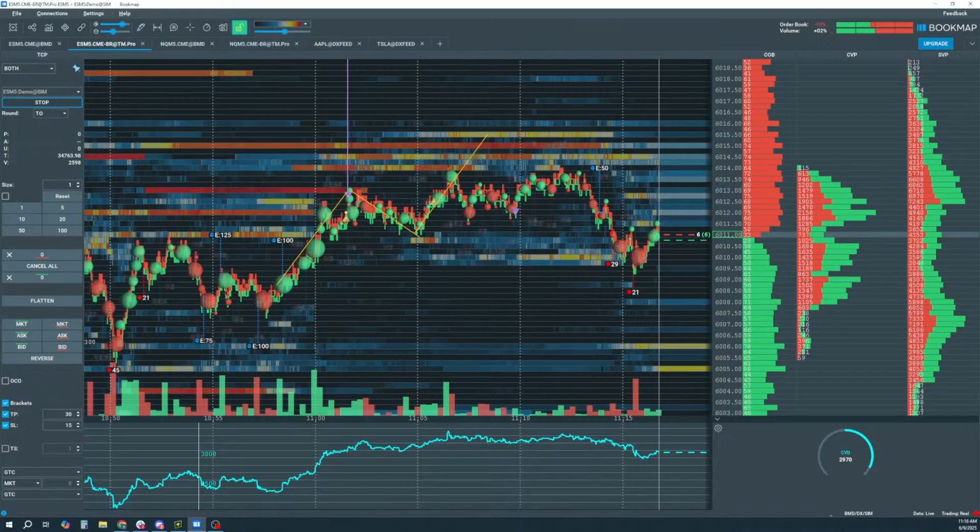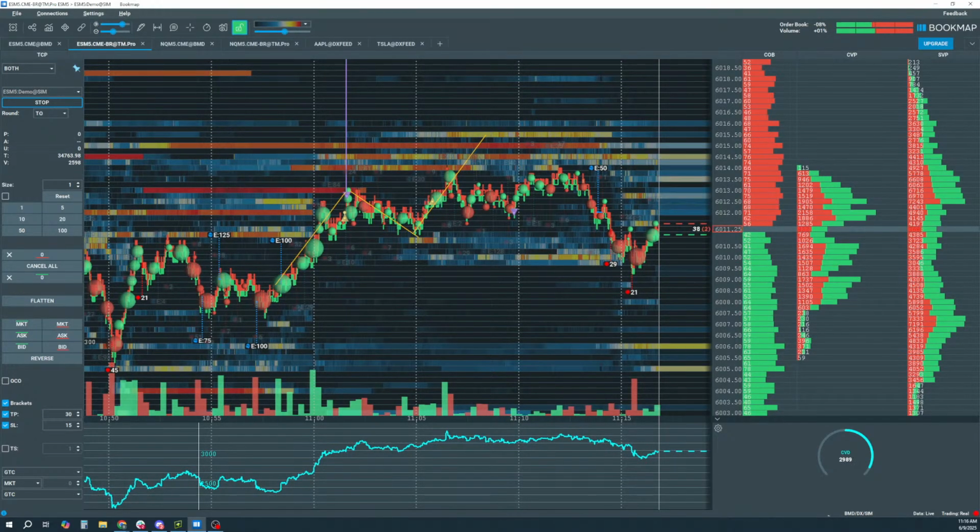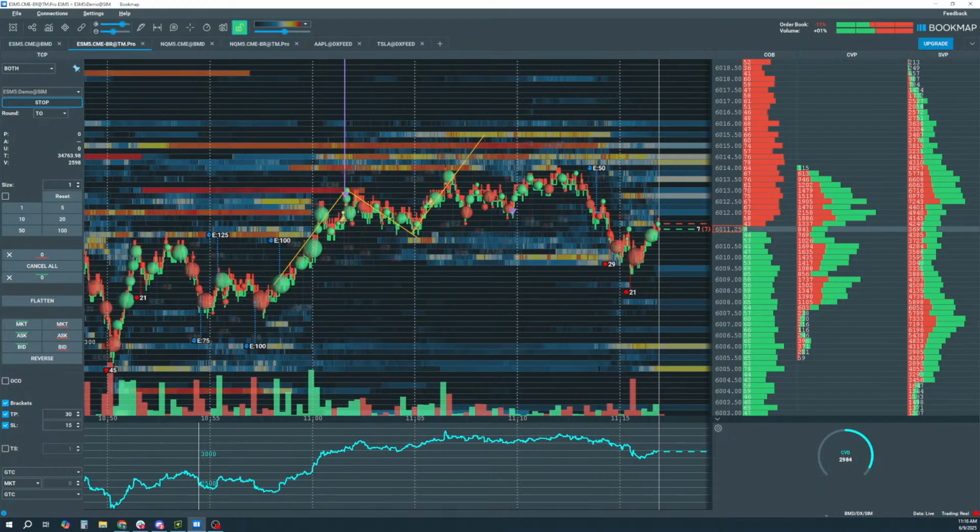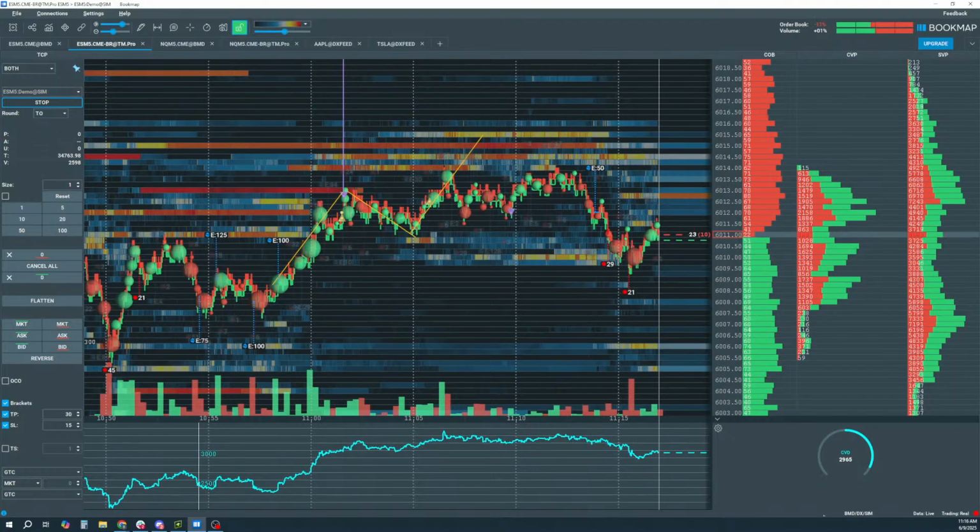Sweeps and absorption, Tim. Okay, we can go over that. I think it's kind of similar to stops and icebergs, but you just don't know the truth behind it, if it's a stop or an iceberg. You just know it's absorbed or a sweep.